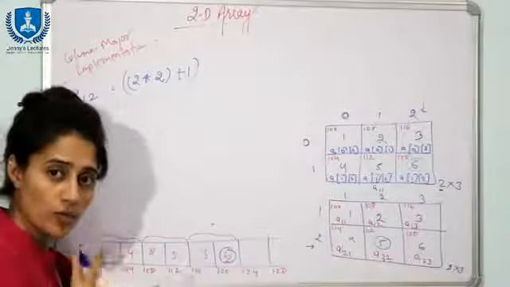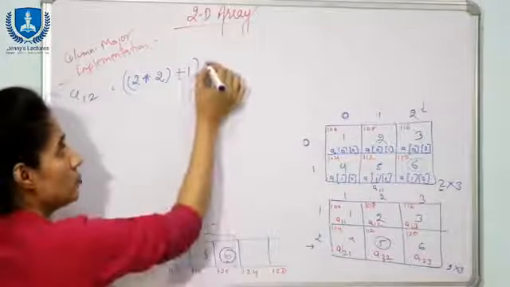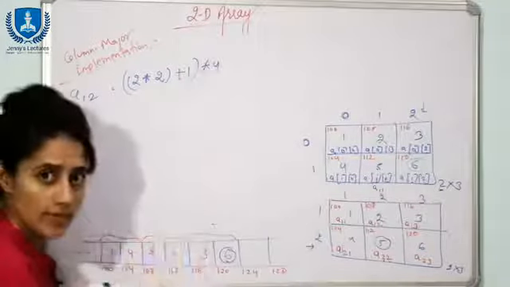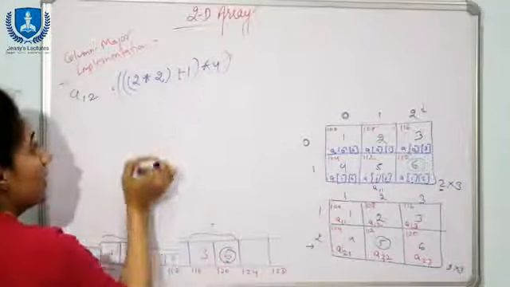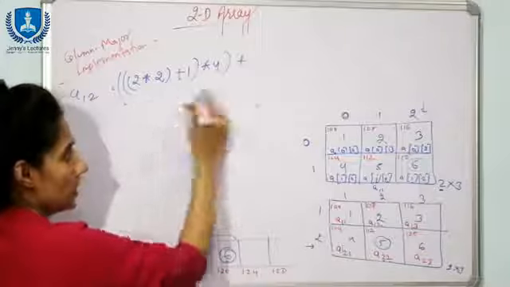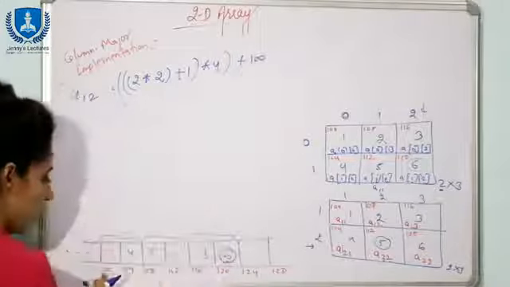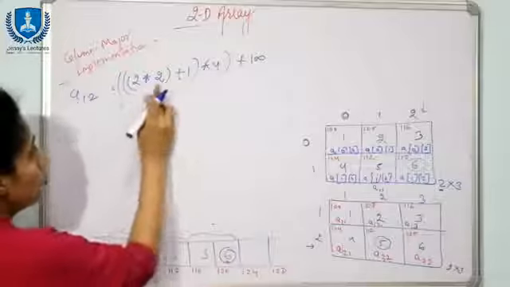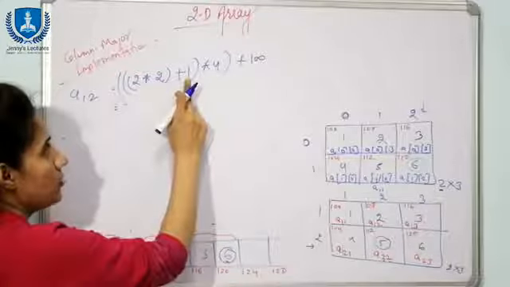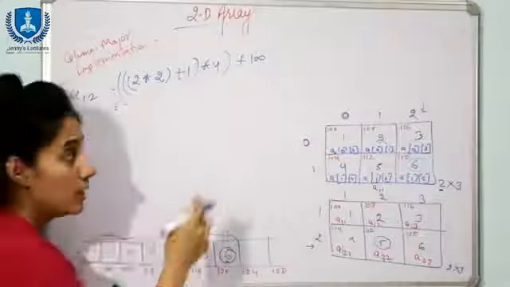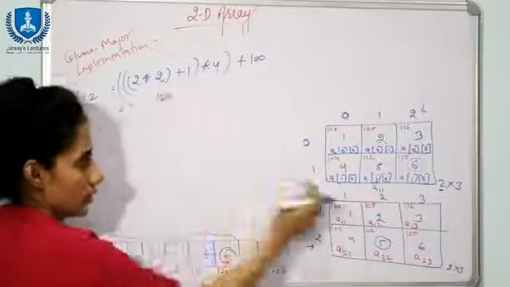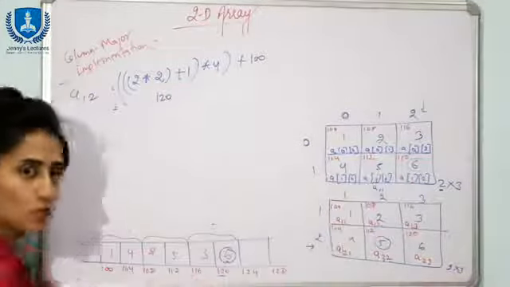Now you have to calculate the address. So each element is going to take 4 bytes in integer, and obviously you are going to add this to the base address, that is 100. So now 2 into 2 is 4, 4 plus 1 is 5, 5 into 4 is 20, 20 plus 100 is 120. So the address is 120, fine.